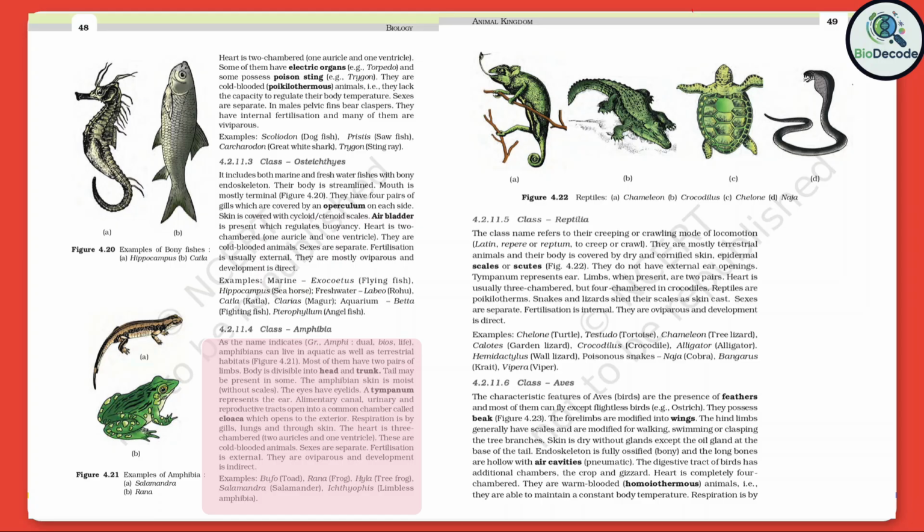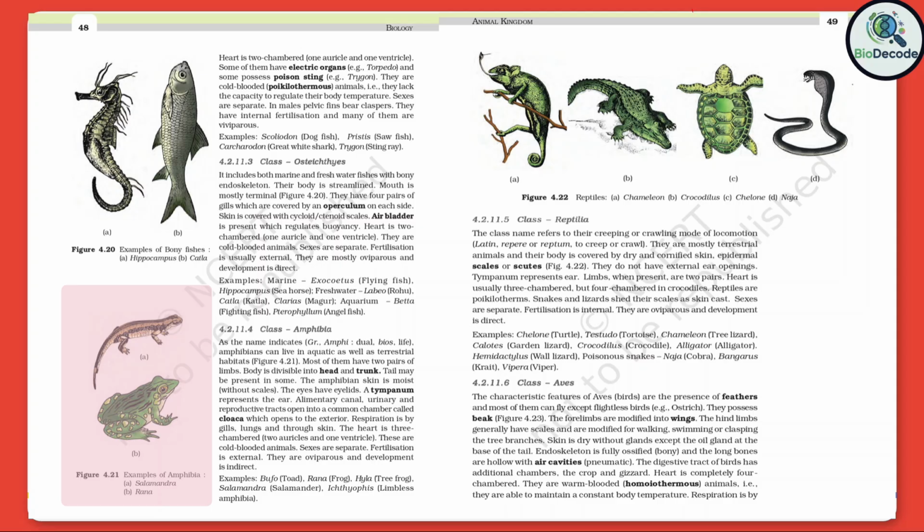Respiration is by gills, lungs, and through skin. The heart is three-chambered, two auricles and one ventricle. These are cold-blooded animals. Sexes are separate. Fertilization is external. They are oviparous and development is indirect. Examples: Bufo toad, Rana frog, Hyla tree frog, Salamandra salamander, Ichthyophis, limbless amphibia. Figure 4.21. Examples of Amphibia.